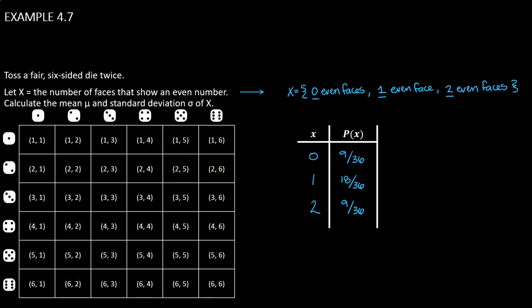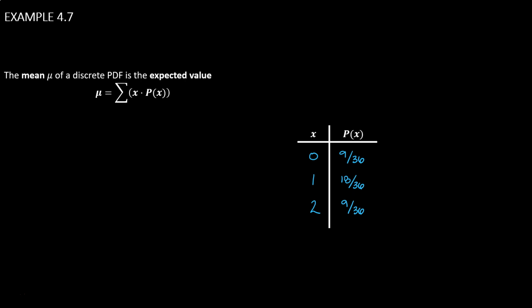Now that we have our table, we should check and make sure it is a PDF. It is. All of our probabilities are between 0 and 1, and if we add our probabilities, we get exactly equal to 1. So this is definitely a probability distribution function. We can calculate the mean, or the expected value of the PDF, by multiplying each of the variable values to the corresponding probability.